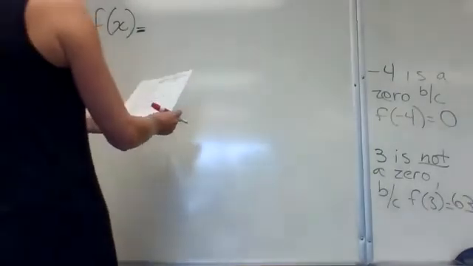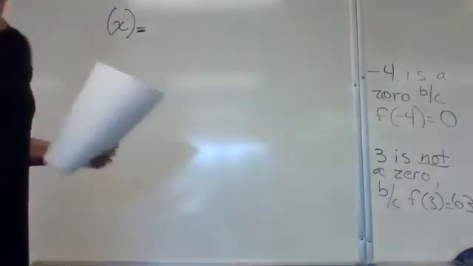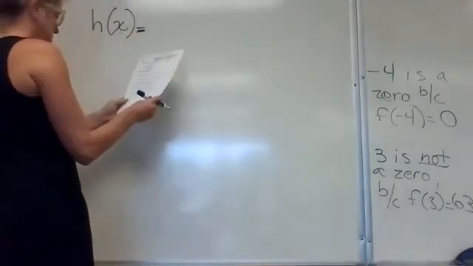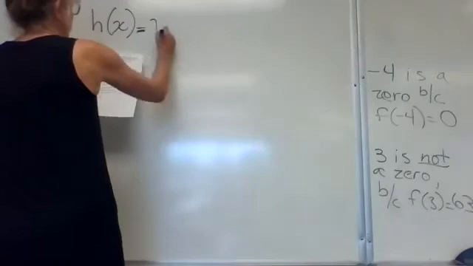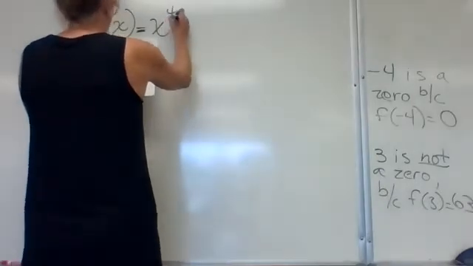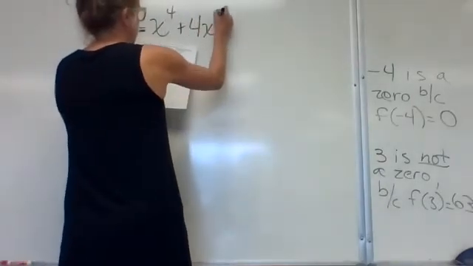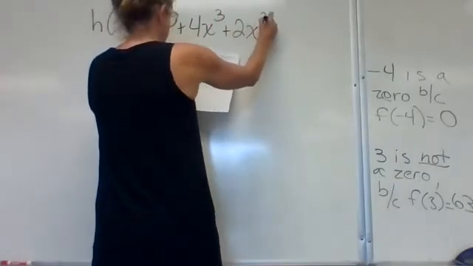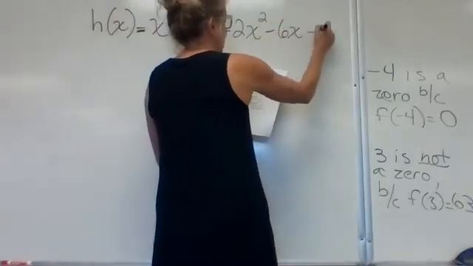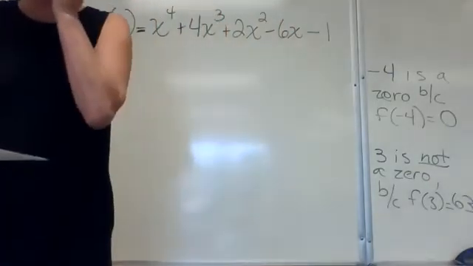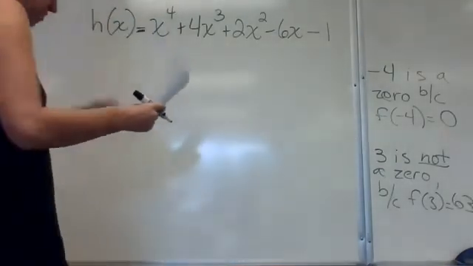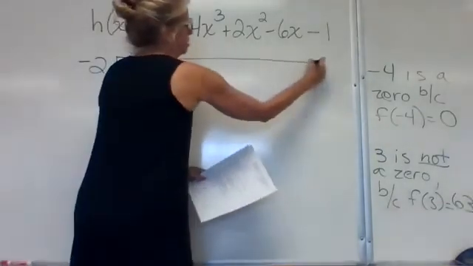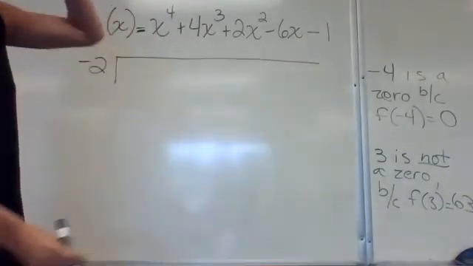All right, my function is h of x is x to the 4th plus 4x to the 3rd plus 2x squared minus 6x minus 1. We're finding two of them. So first thing is, is -2 a 0? So let's see what we get when we use -2.